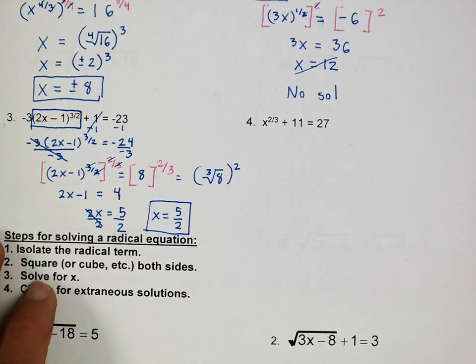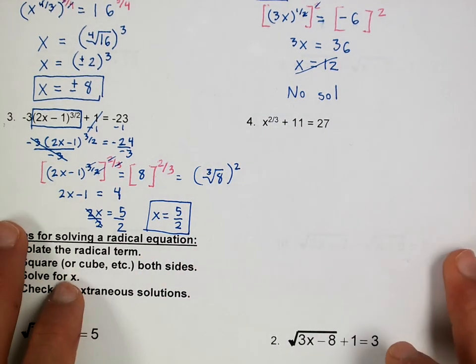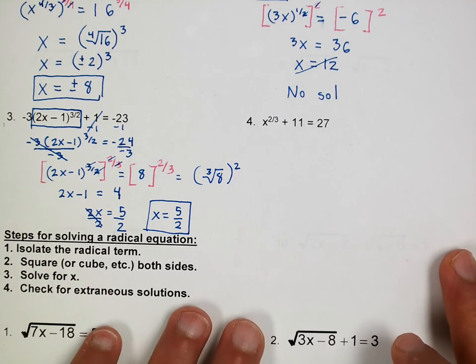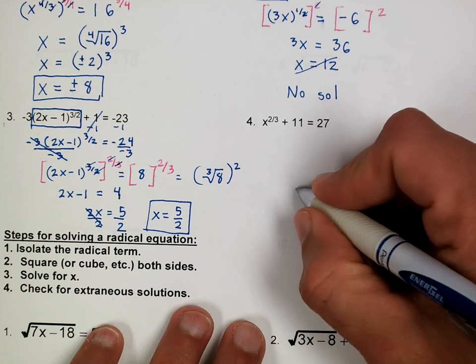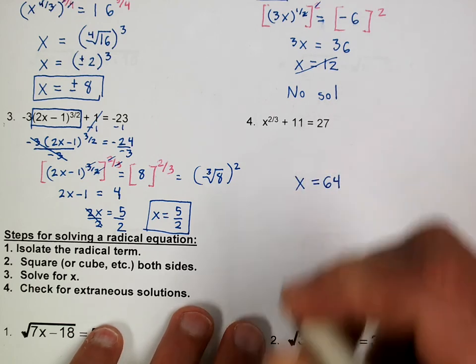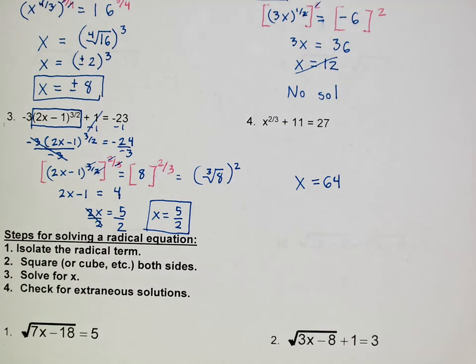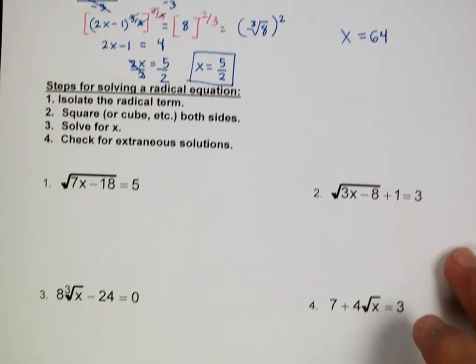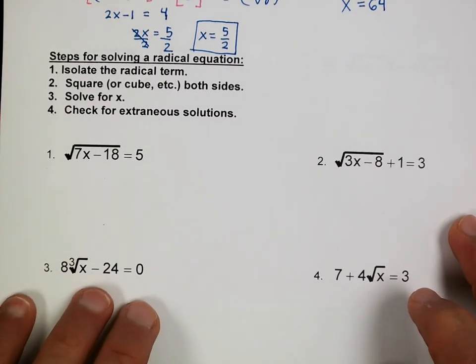Alright. Now number 4, same idea. Let's see. I'm going to go ahead and leave that one up to you. See if you can do it. I'm going to go ahead and tell you that the answer is 64. And let's see if you can get that. Okay, so try that one out on your own. See what happens. Okay. Now we're going to go over steps for solving radical equations.